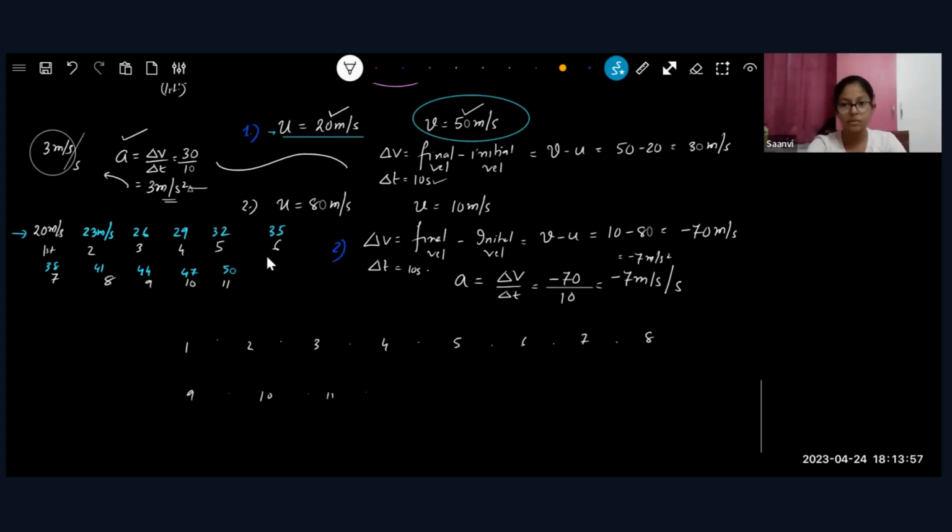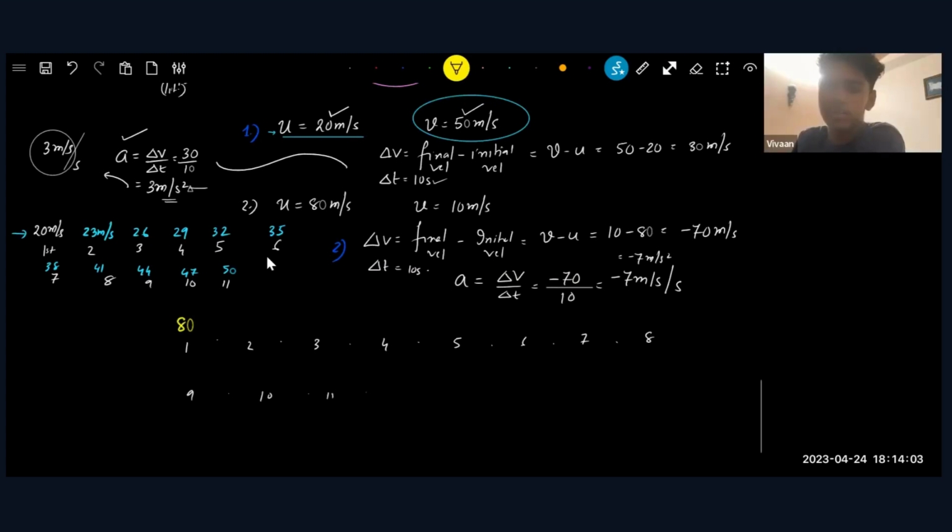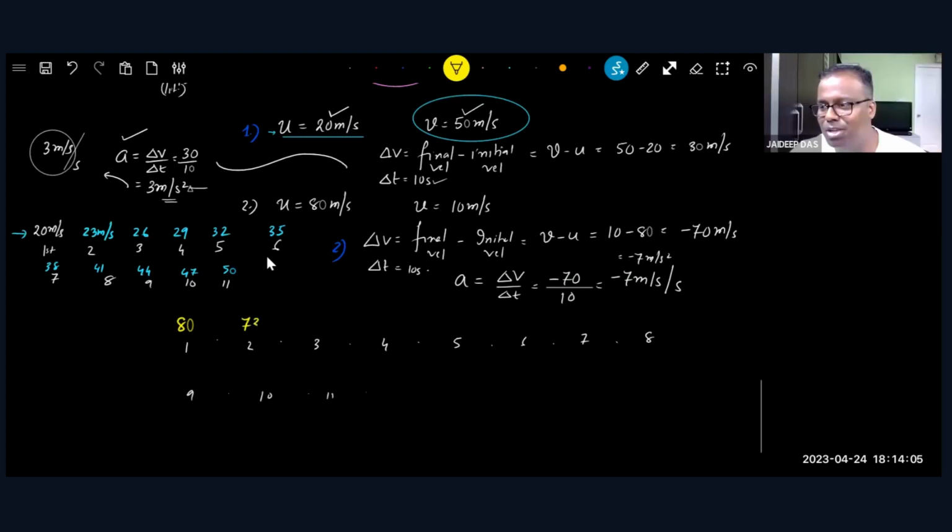My velocity is 80. Second, what should be the velocity? 73. Very good. So what is happening? Gradual braking is taking place.